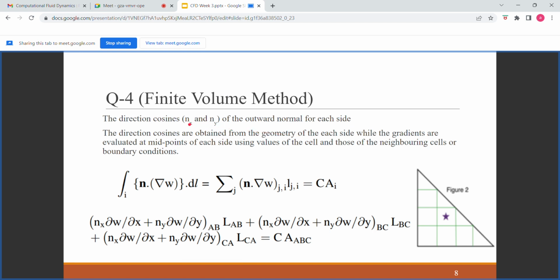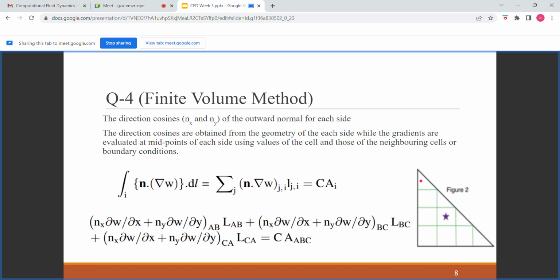direction cosines like nx and ny will be considered for the side in the outward normal direction for each side that is considered, and the direction cosines are obtained from the geometry of each side, while the gradients are evaluated at midpoints, that is dou w by dou x. All these things are evaluated at the midpoints, while the direction cosines are evaluated at each side. And the gradients are evaluated at midpoints of each side using values of the cell and those of the neighboring cells or the boundary conditions.